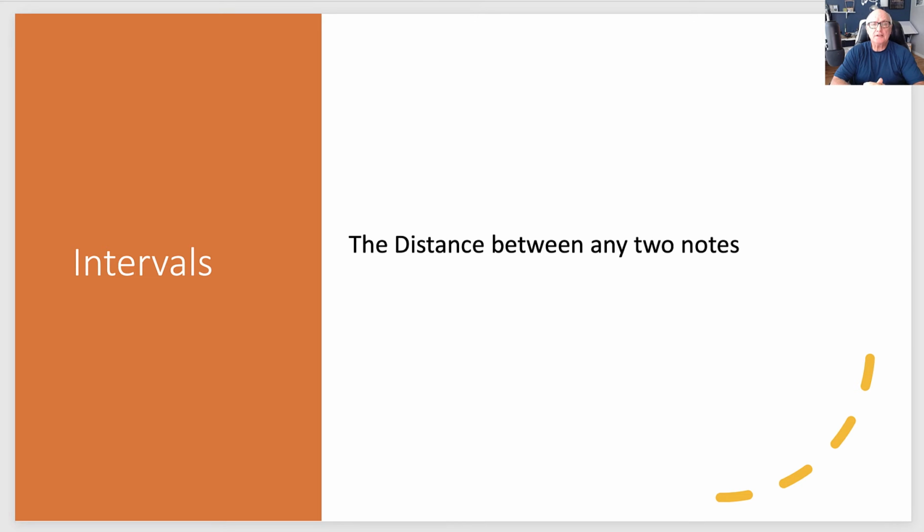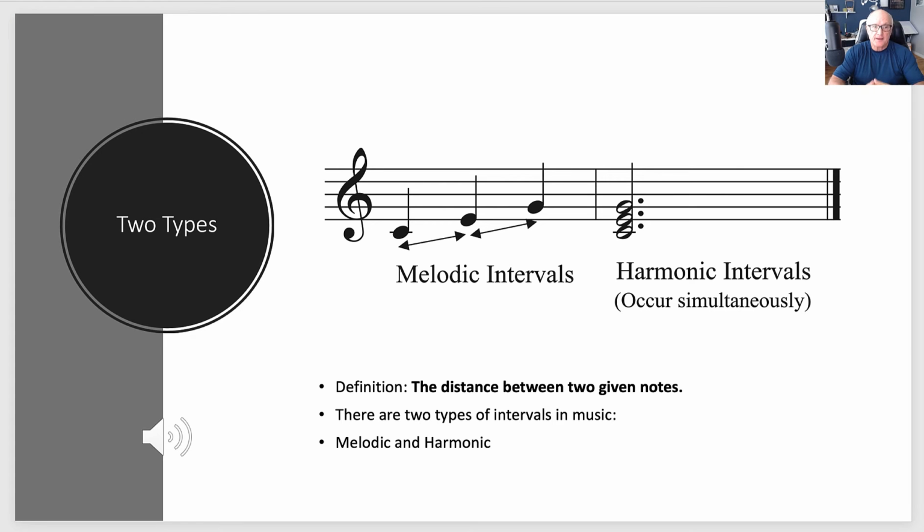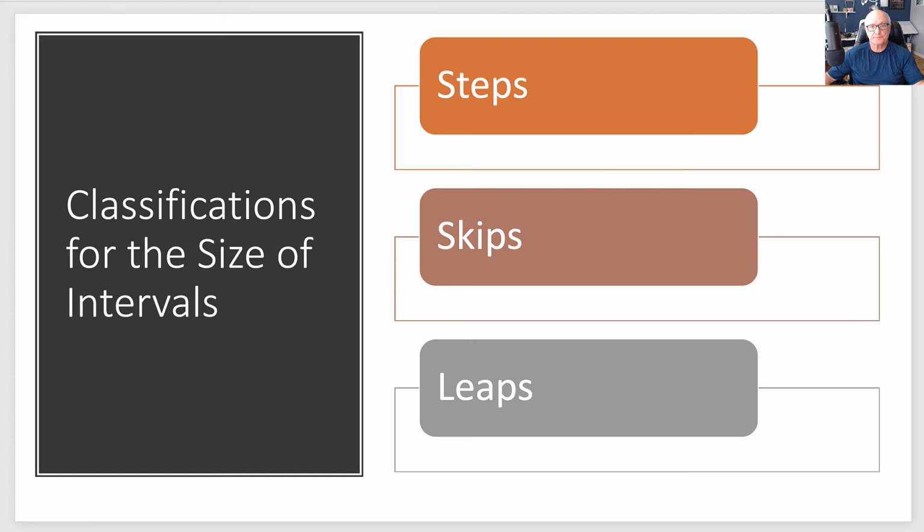So what is an interval? It is the distance between any two notes. So let's listen to melodic intervals and harmonic intervals. I'm going to play that again. And the C, E, G melodic intervals are a succession, as you can see on the graph. Harmonic intervals occur simultaneously. Listen to it again. So when we're referring to intervals, we'll always be referring either to melodic or harmonic intervals.